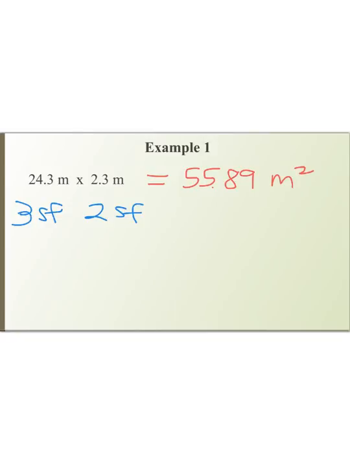But the answer should only have the same number of significant figures as the fewest measurement. So that would be 2 significant figures. So I need to round this to the second significant figure. I'm going to round it right here. And so my answer will be 56 meters squared.